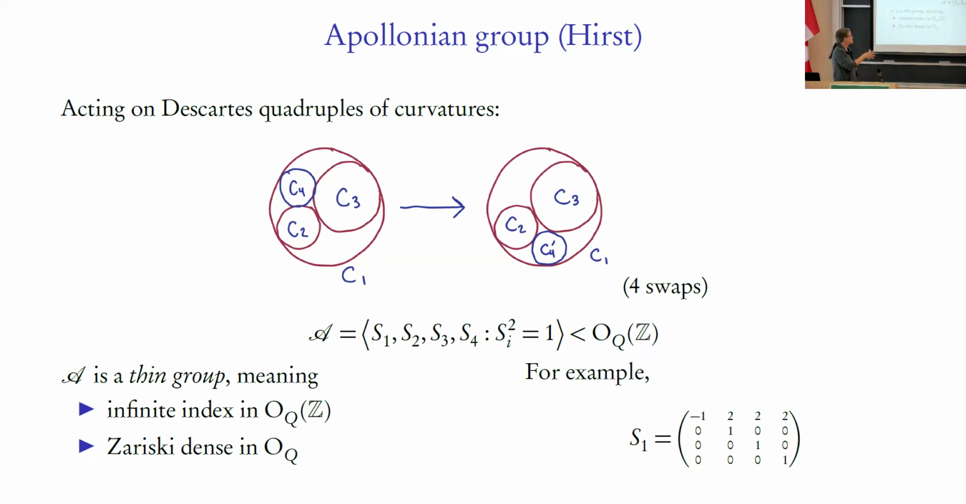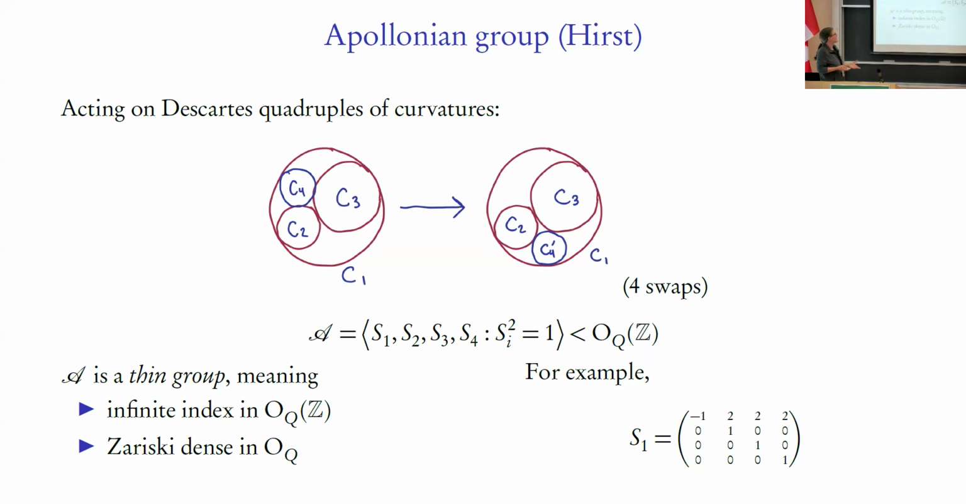So what's interesting about the Apollonian group is it's far from being that entire orthogonal group. It's in fact Zariski dense inside the orthogonal group. But if you look at it as a subgroup of the integer points of that orthogonal group, it's infinite index. So this is what thin group means in this context. And it means that we can't cut out this group by polynomial equations. We don't have the tools that we usually have.